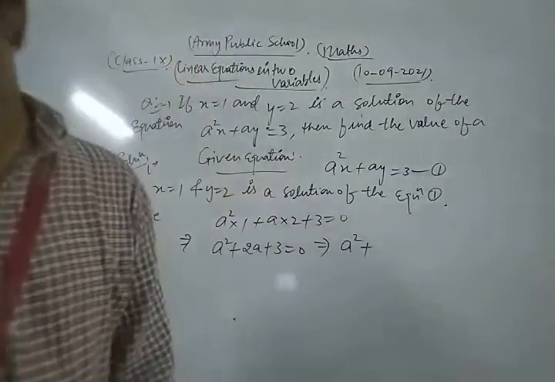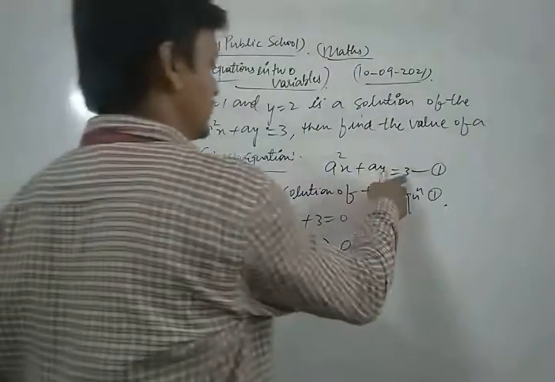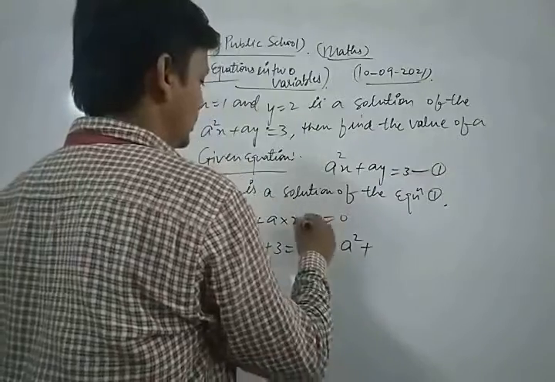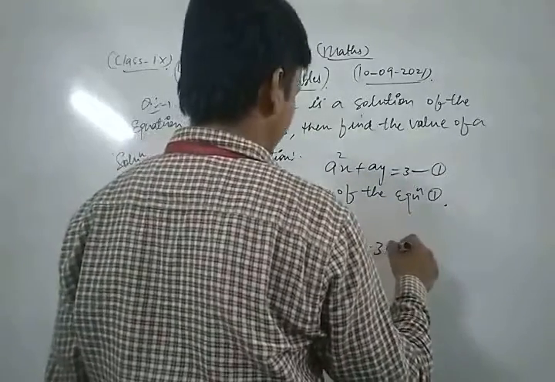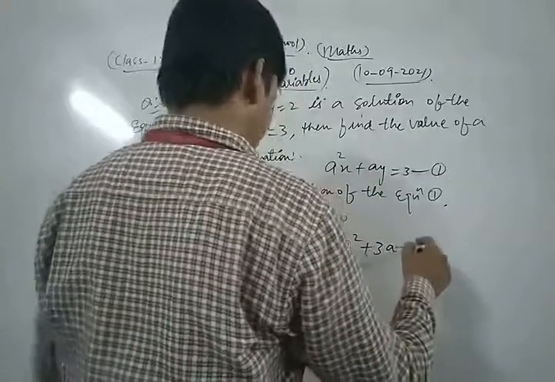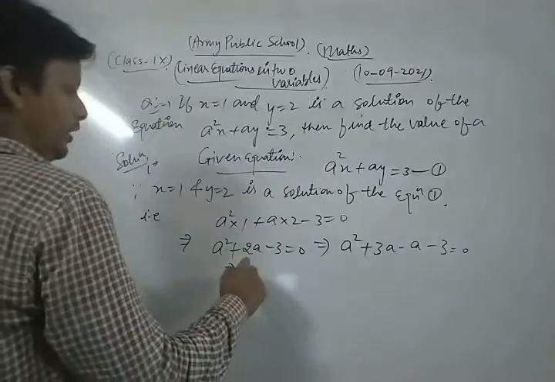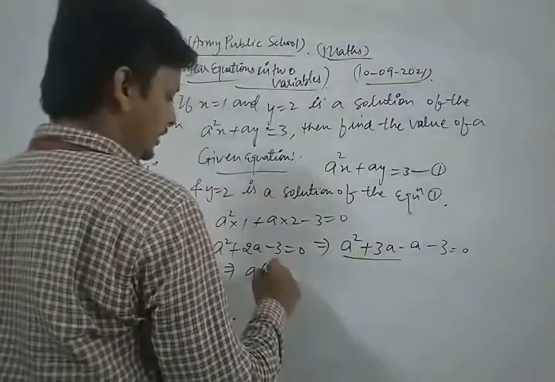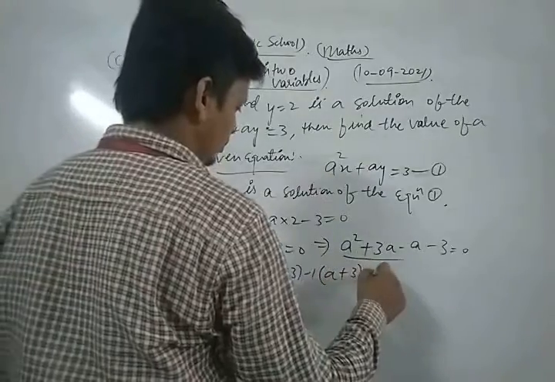So a square plus 2a, this is minus 3, I think. Okay, this is plus 3, transfer that side, so we get minus 3. So we have a square plus 3a minus a minus 3 is equal to 0. Now we take a as common, so we get a plus 3. So minus 1 is common, so a plus 3 is equal to 0.